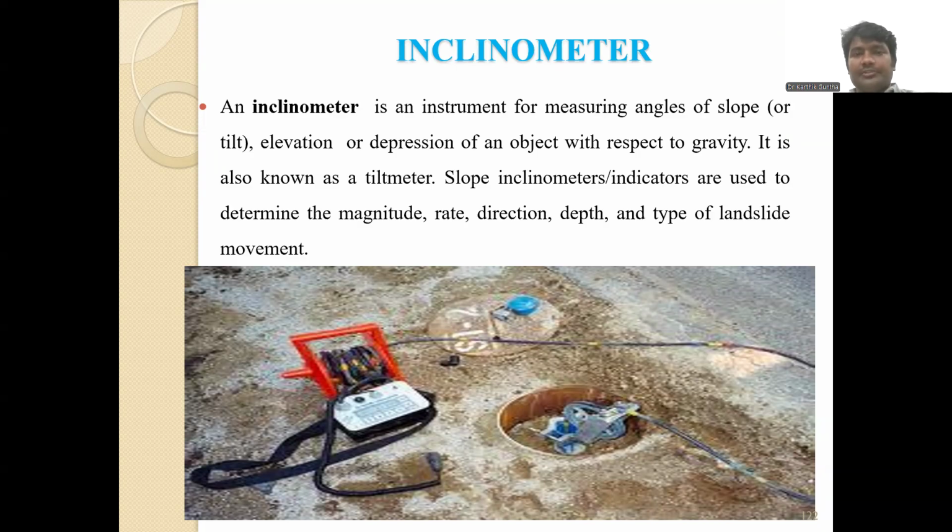The first instrument I'm going to introduce is the inclinometer. This is an instrument by which we can measure the inclination of the strata or the angle of a slope. It also indicates the magnetic rate, direction, and depth of landslide movement and slope movements.